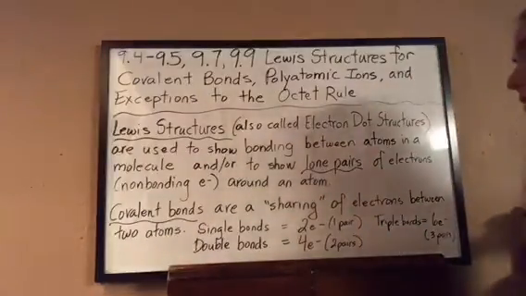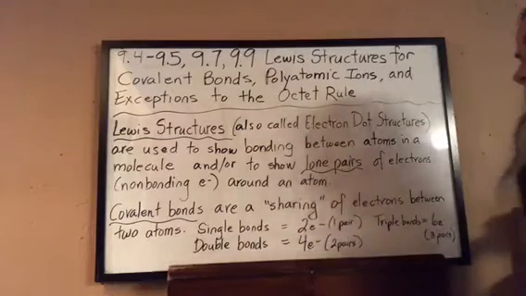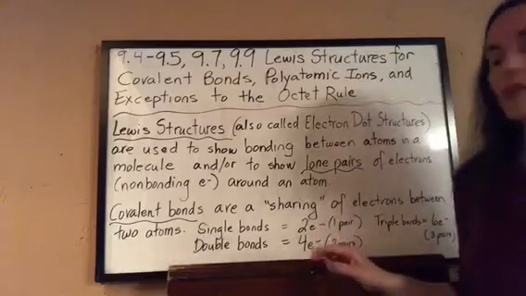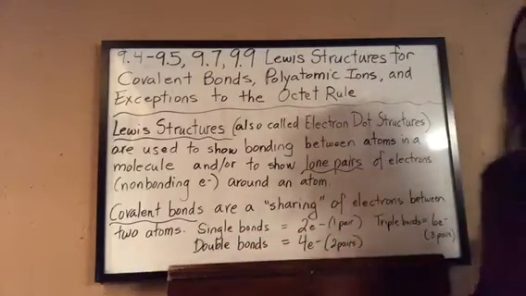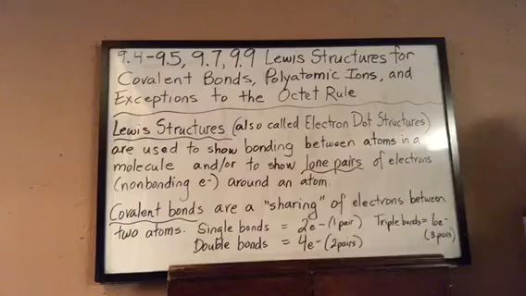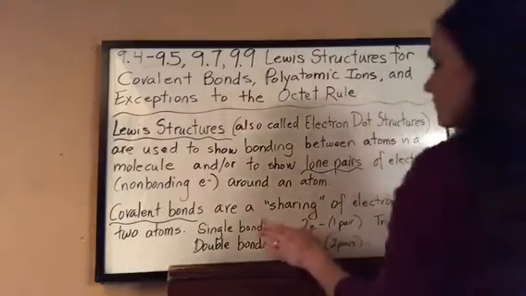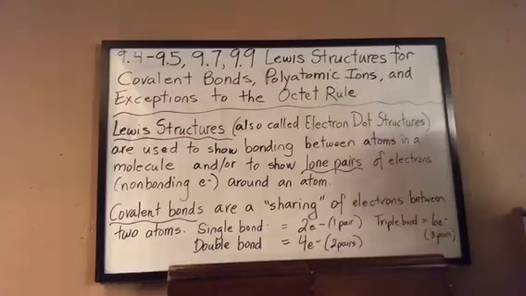As we've already said repeatedly, covalent bonds are a sharing of electrons between two atoms. When you have two electrons or one pair of electrons that are shared, a single bond forms. When you have four electrons or two pairs of electrons, you have double bonds. And when you have six electrons or three pairs, that would be a triple bond.